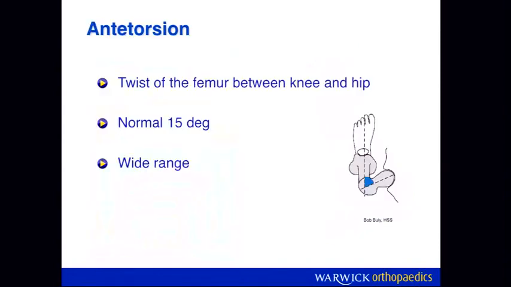So I'm going to talk about antetorsion. Now, for the purposes of this talk, what I mean by that is the twist of the femur between the knee and the hip. There is a bit of a variation in how people describe that. In my own practice, I use torsion to talk about the femur and version to talk about the acetabulum. So for this talk, that's what I'm doing. Torsion means femur. Now, we reckon that that is roughly 15 degrees, but we recognize that it's a big variation, and it's hard to pin down exactly what is normal. So it's quite a wide range.